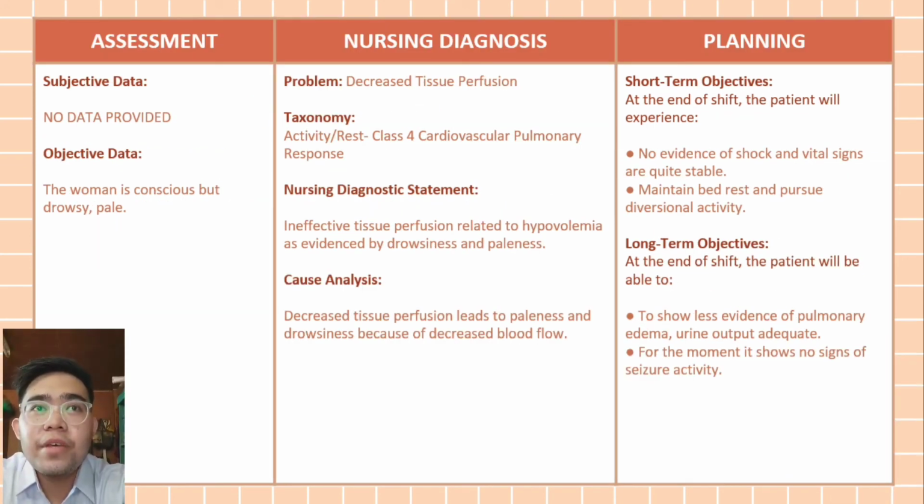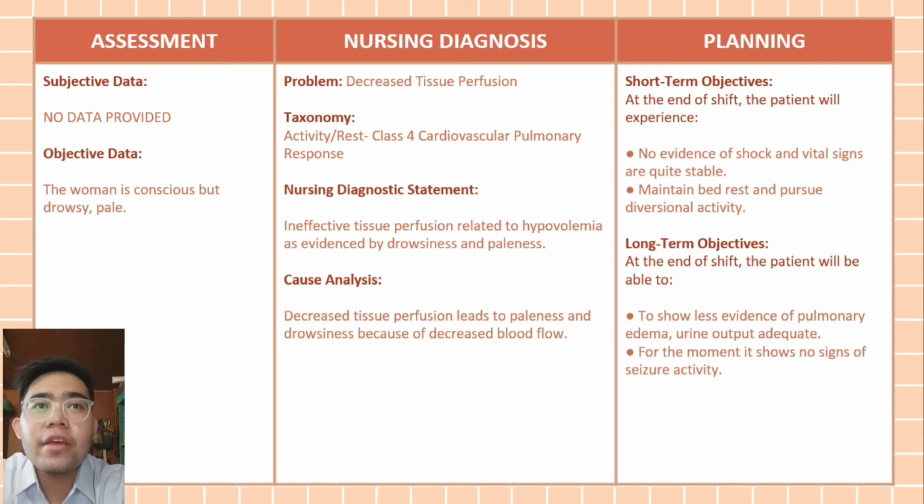Next in the NCP is the decreased tissue perfusion. Under the assessment column is the subjective and objective data. In the subjective data, there is no data provided. And the objective data of the diagnosis is the woman is conscious but drowsy and pale.